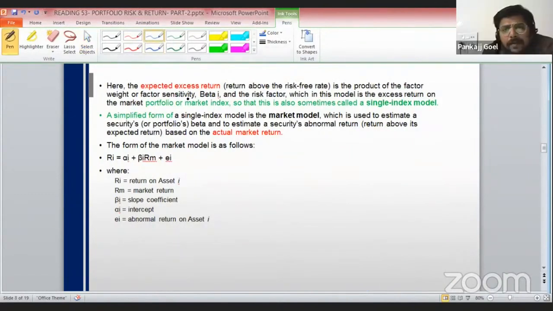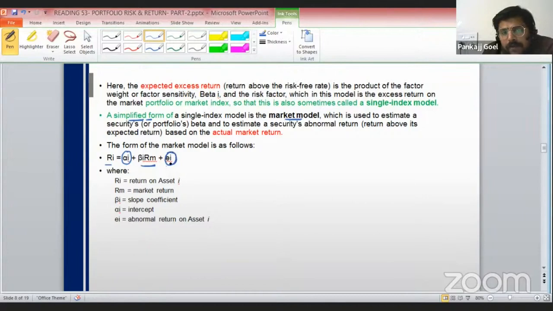Okay. So, again, if we talk about that single factor model, we can have a simplified form of that single factor model also. And this simplified form of single index model is basically what? Market model. So here what I am doing, I am saying, okay, alpha, this is the intercept. On an average, this much return we get. वहाँ पर हम क्या कर रहे थे? We were multiplying the market risk premium with the beta. Here I am multiplying market return with the beta. And I am adding abnormal return.